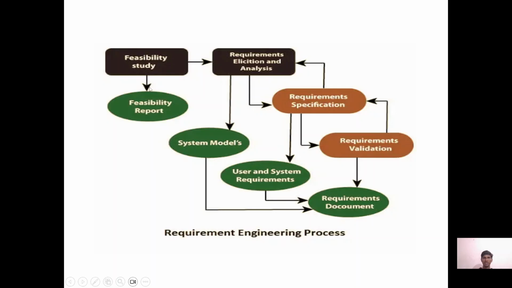So this is about the requirement engineering process. First we will be doing the feasibility study, that is the possibilities and viabilities available in the development of the system. From that you will get the feasibility report. Based on the feasibility report you will go for requirement elicitation and analysis. From that you will have the system model. Then you will have the requirement specification. From the requirement specifications you will validate those requirements by making a document based on the system and user requirements. At last you will be managing all this. So this is about the requirement engineering process.